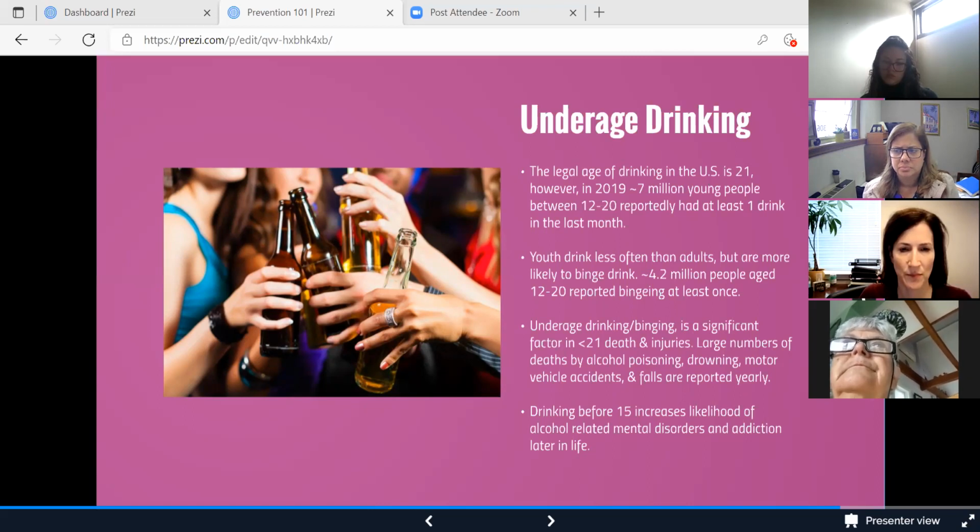Also, underage drinking and binging are a significant factor in deaths and injuries of people under the age of 21. We hear a lot of reports of underage drinking and driving. So you hear a lot of reports of motor vehicle accidents or falls or alcohol poisoning. Those are the top things that we look for in underage drinking.